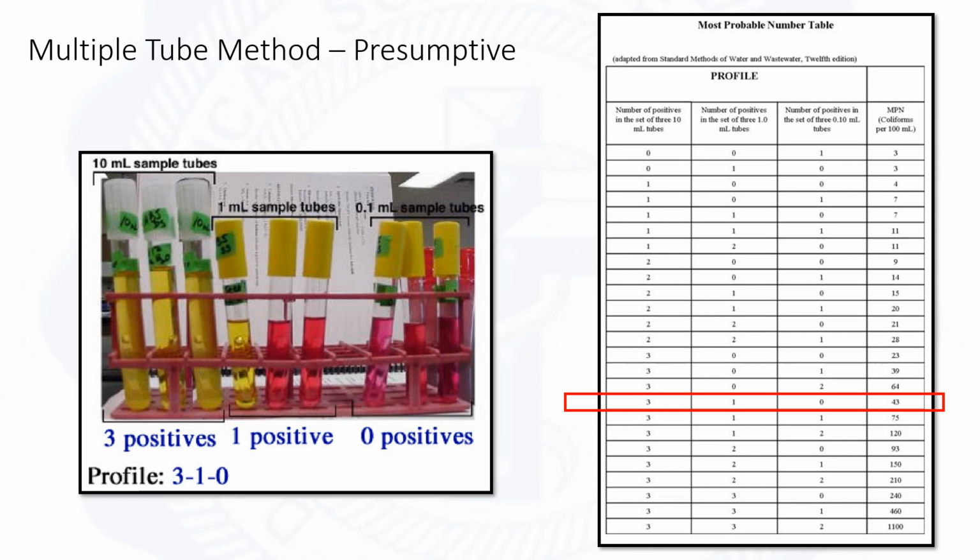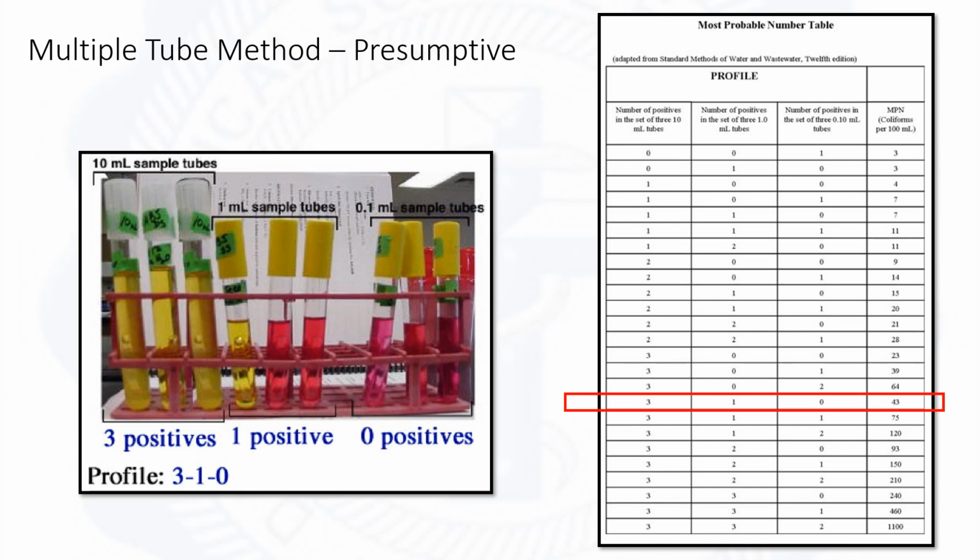Again, the multiple tube method is also called your most probable number method. This is a statistical method in which the results are compared with the standard statistical table. As you can see in this image, you have a profile of 3 positive in the 10 ml sample, 1 positive in the 1 ml sample, and no positive in the 0.1 ml sample. So you have a profile of 310. And if you look at the table, that would give you a microbial density of 43 per 100 ml.